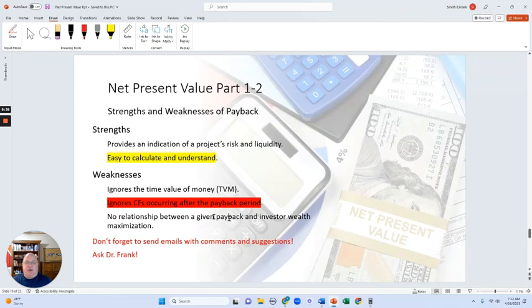Anyway, there's no relationship between a given payback and investor wealth maximization. It's just a way to look at how fast you get your money back.